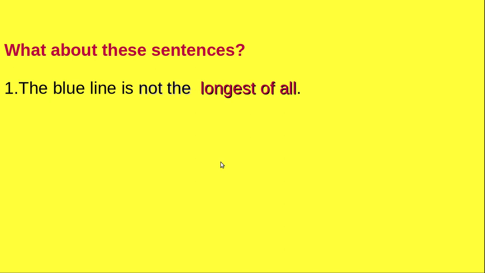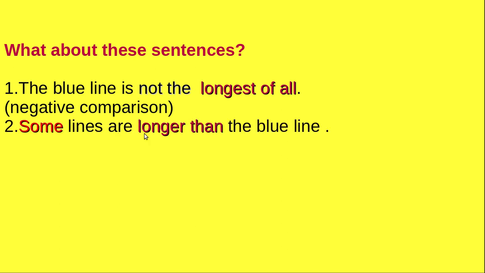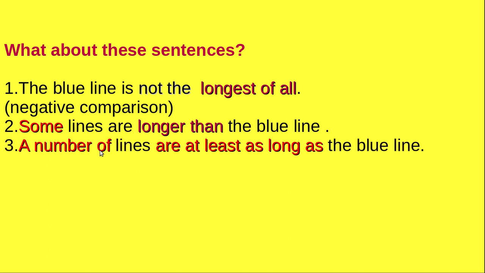Now, what about these sentences? The blue line is not the longest of all. Here what's the difference? It is a negative comparison, right? Then how can we change it? Some lines are longer than the blue line. See? And the positive degree is a number of lines are at least as long as the blue line.